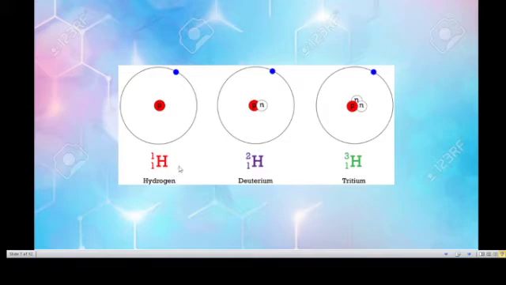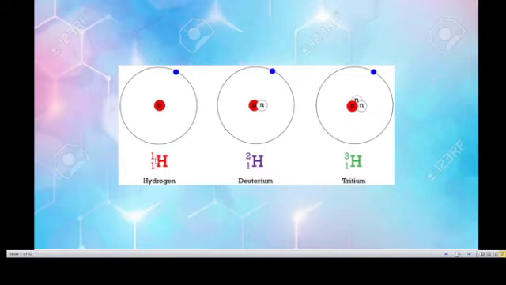This is the isotope of hydrogen. The first hydrogen isotope is called protium. The second isotope is called deuterium. The third isotope is called tritium. The hydrogen isotopes are protium, deuterium, and tritium.